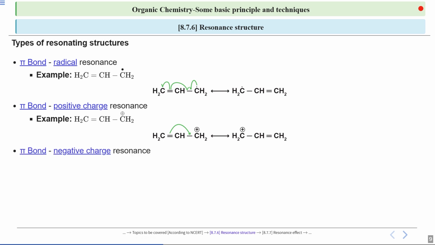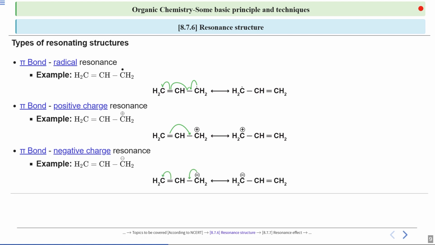Similarly, if you look at the pi bond and negative charge resonance, for that we are considering a double bond, single bond and negative charge. Here also you can see that the negative charge is the one which is donating electrons, because in comparison to the double bond, the negative charge has a higher electron density. So the negative charge will move onto that single bond, and that will result in the movement of the double bond onto the extreme left carbon, creating a carbanion.